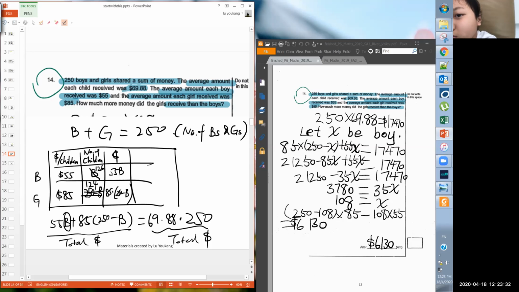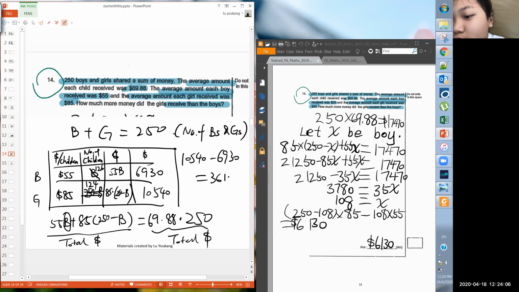Okay. So all you need to do is find out the money received. So it's 55 times 126, which is 6930. And over here is 85 times 124. This is 10540. So 10540 minus 6930, I just get 3610. Okay, so that's the answer.